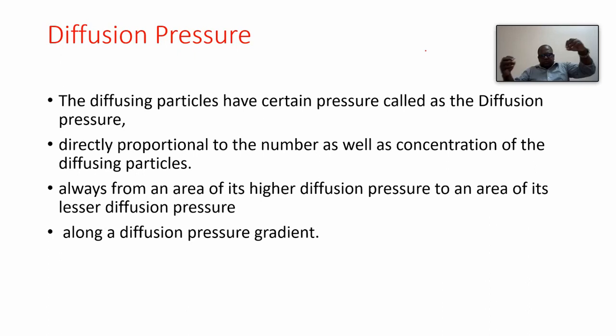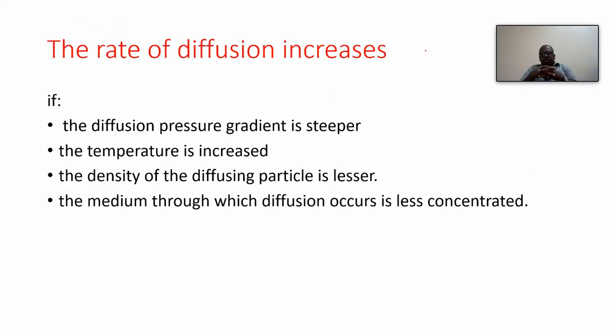If the diffusion pressure gradient is steeper, diffusion increases. For example, when you drop potassium permanganate in water, it will try to disperse through the beaker. Have you seen that? Have you done it in an experiment?